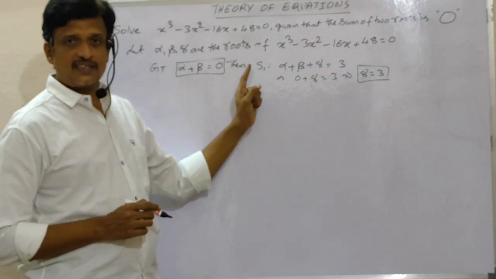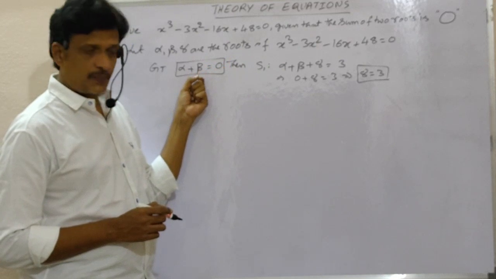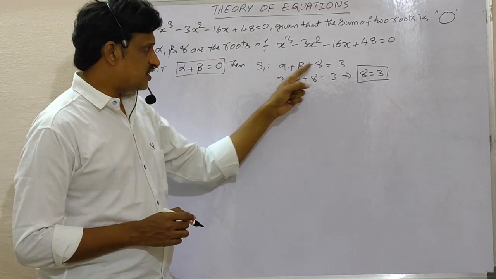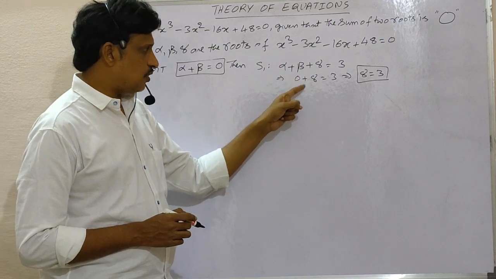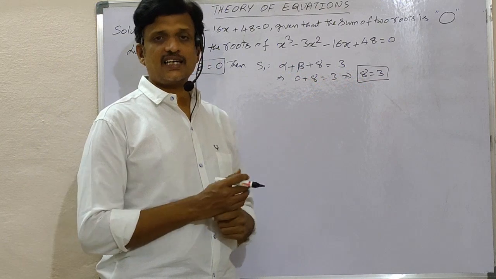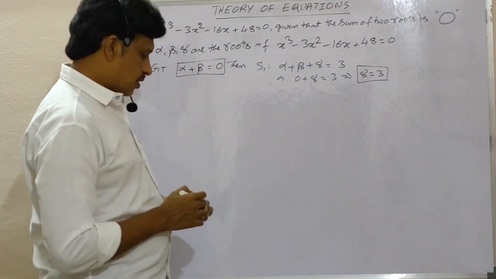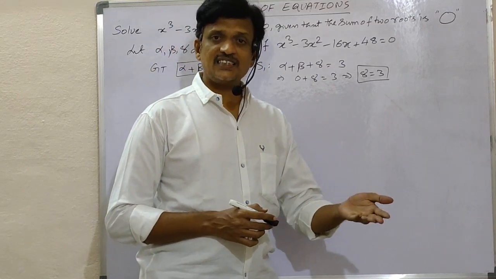Alpha, beta, gamma are the 3 roots. Sum of the 2 roots is 0 means let us assume that alpha plus beta is 0. Then in S1, if you substitute the value of alpha plus beta which is 0, you are getting the value of gamma, that is 3. So one of the 3 roots we got here is 3. And now after getting one of the 3 roots, since 3 is a root, x minus 3 is a factor.